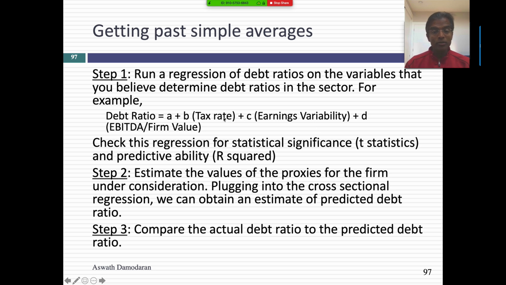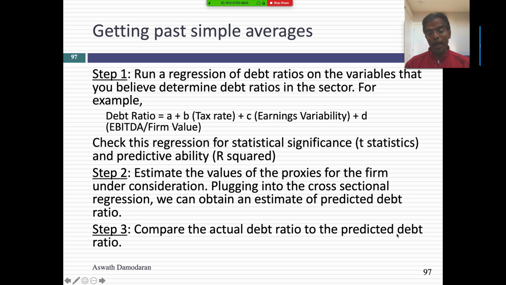Tax rate. High tax rates should lead to high debt ratios. Earnings variability. The more uncertain you're about earnings, the less you should borrow. And EBITDA. The more cash flow you can generate as a company, the higher the debt ratio. I run this regression. I check it to see whether it's statistically significant with the T statistics and how good it is at predicting the debt ratio. Then I plug the values for my company into the regression. I'll get a predicted debt ratio for my company.